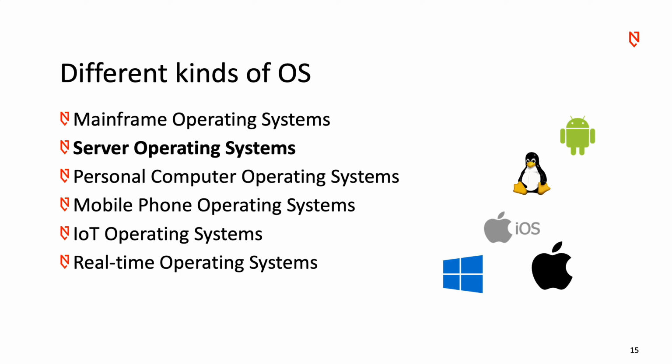Then the personal computer operating system. This is what most of us know so well. It'll be Windows 10, Mac OS, various flavors of Linux. Then your mobile phone operating systems like iOS, iPadOS, watchOS, Android, and back in the day, BlackBerry OS, which is now also Android. Then you have your Internet of Things operating systems, which are usually Linux-based. And then again, the real-time operating systems, which is also frequently a Linux or Unix-based system.